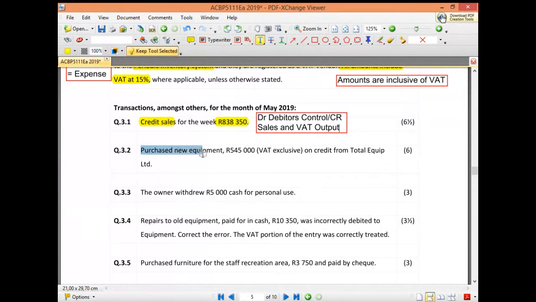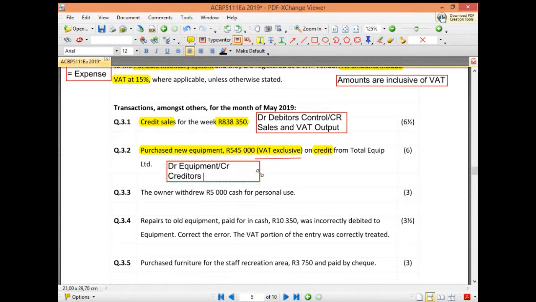Then if we purchase new equipment of 545,000, now here they tell you it's VAT exclusive, so be sure to note this. This one is an exception to the rest of it. So we purchase it on credit from Total Equip. Now if we buy something on credit, here we are buying it ourselves. So we're going to debit equipment, so that is what we've purchased.